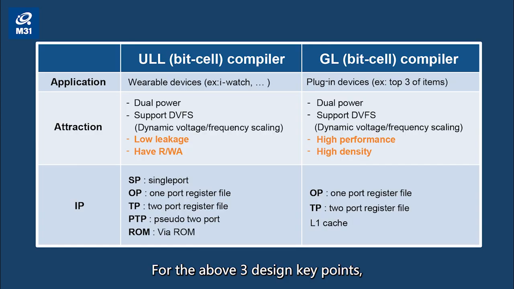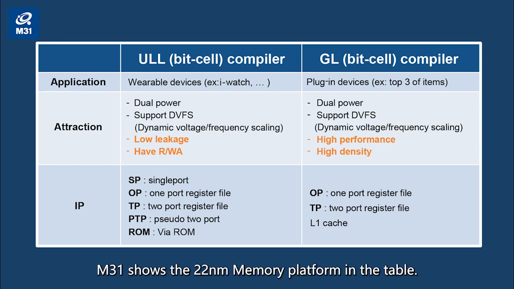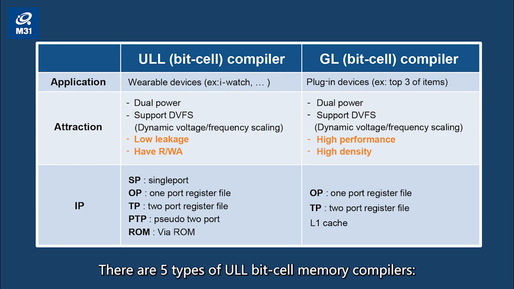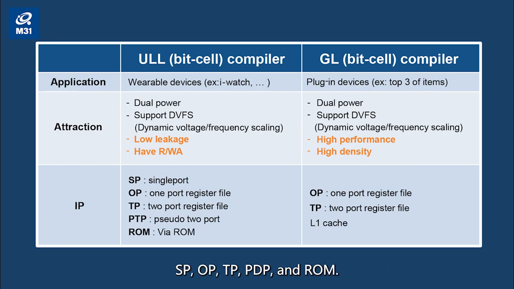For the above three design key points, M31 shows the 22nm memory platform in the table. If you want your products to operate at low voltage or not charge often, select the ULL, Ultra Low Leakage compiler, which is always used in variable IoT devices. There are 5 types of UL-based cell memory compilers: single port, one port, two port, pseudo two port, and ROM.